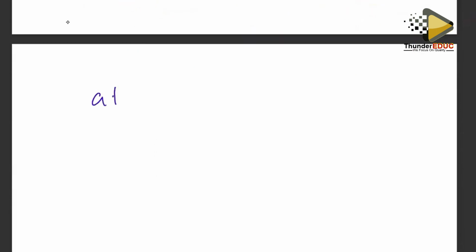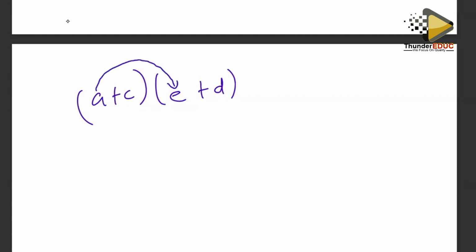Okay, so let's see. If I have a plus c, I'm multiplying it by e plus d. Okay, simply means that a times e is going to be the F, because those are the first terms. Okay, then the outer terms will be this a times d.